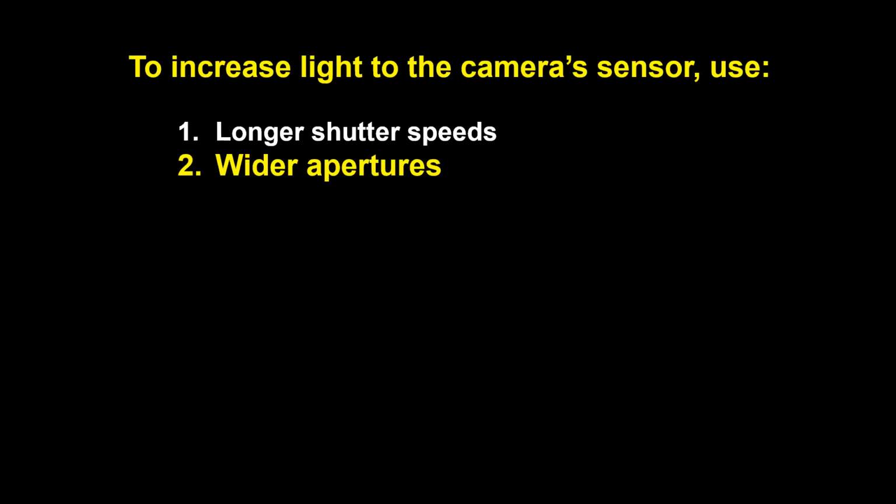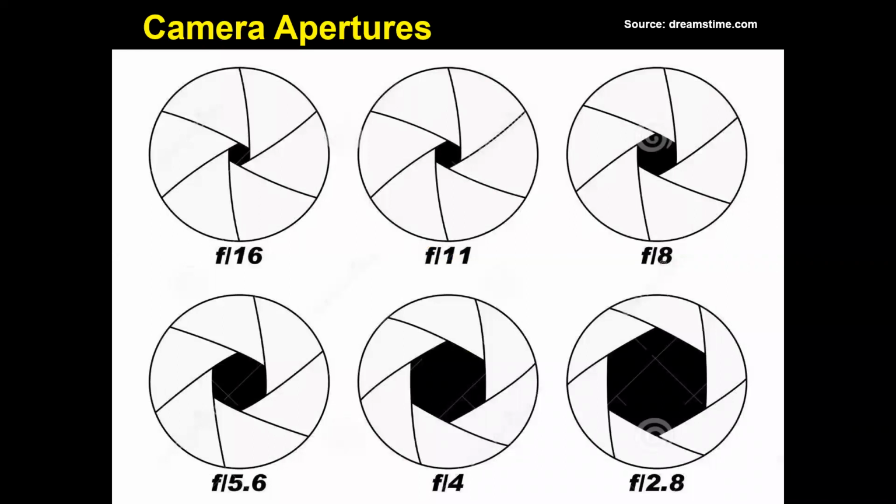Okay, the second thing to consider for getting more light is to use a wider aperture. Apertures come in various sizes. The top left shows f/16, which is a very small opening in the diaphragm, and the bottom right shows f/2.8, which is a much larger opening, and so more light.